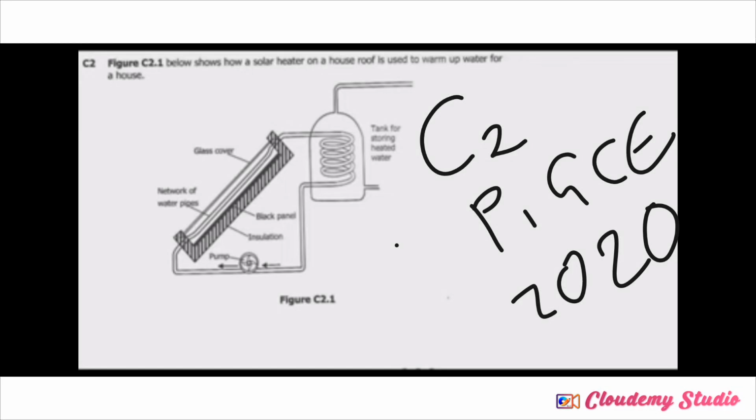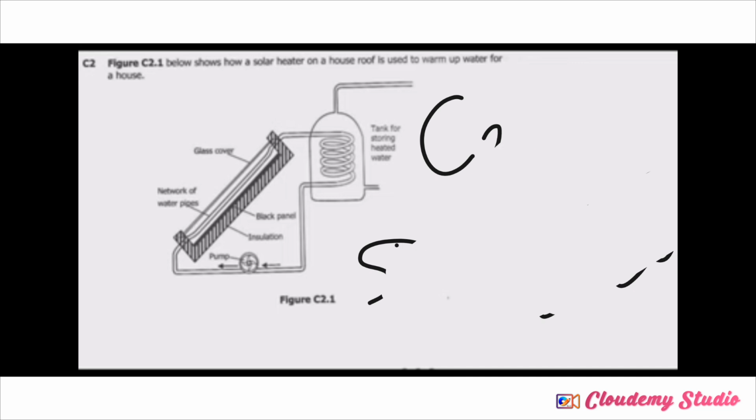Next one, this is section C, question C2. This is Science Paper 1, GCE 2020. We continue. In the other video, you can watch C1.